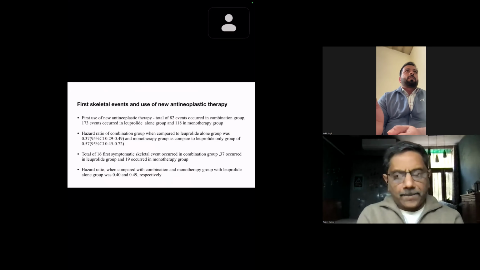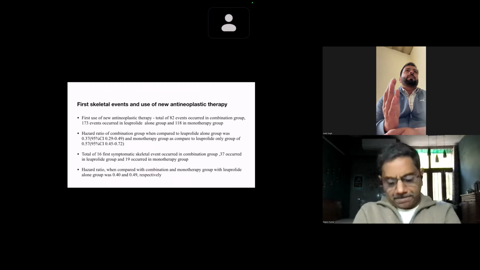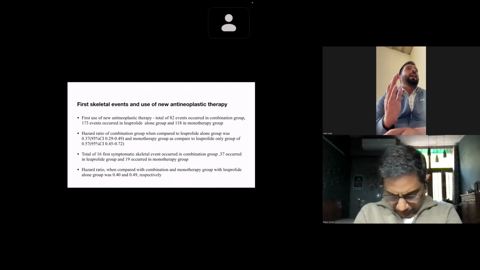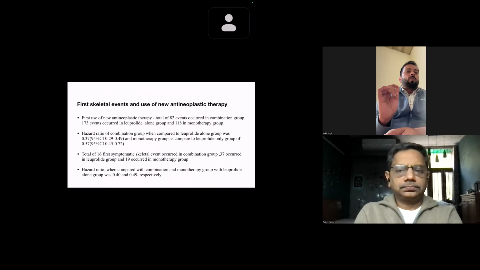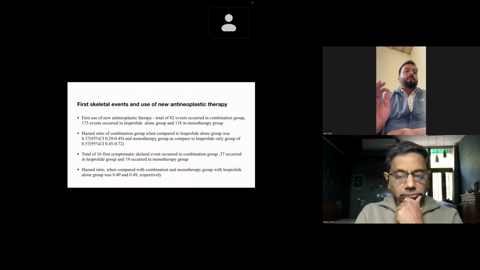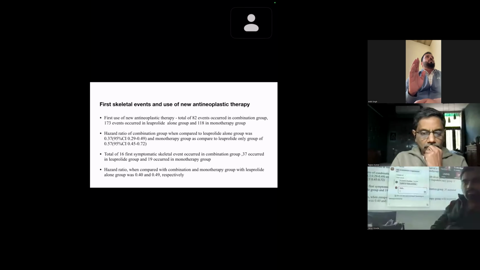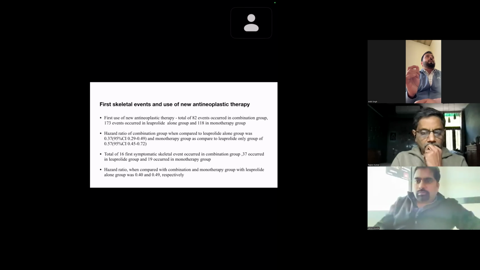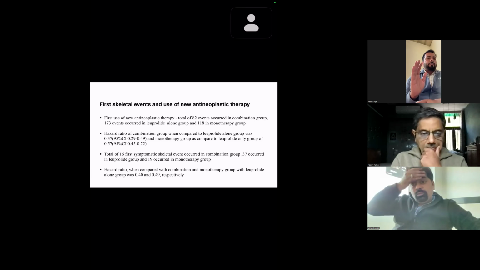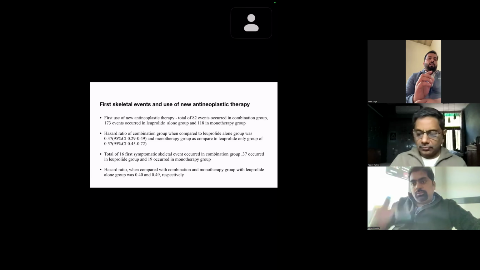Moving on to the next secondary outcome, which was the first use of new anti-neoplastic therapy. A total of 82 events occurred in the combination group, 118 in the monotherapy with enzalutamide group, and 170 in the leuprolide only group, which translated into a hazard ratio of the combination group over leuprolide of 0.37 and a hazard ratio in the enzalutamide group over leuprolide of 0.57. Both were significant.